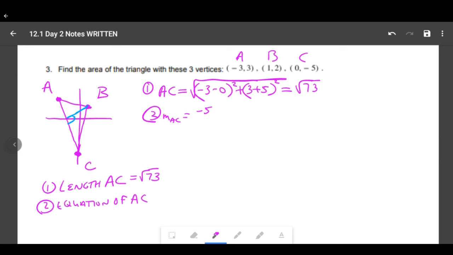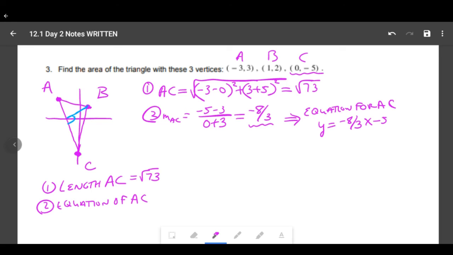So you got -5 minus 3 over 0 plus 3. So ultimately, you have the slope of -8/3. The nice thing is (0, -5) is a y-intercept. So if I have a slope and I have a y-intercept, I know that I can just say that the equation for AC is simply just going to be y equals -8/3 x minus 5. And there is my equation for AC.